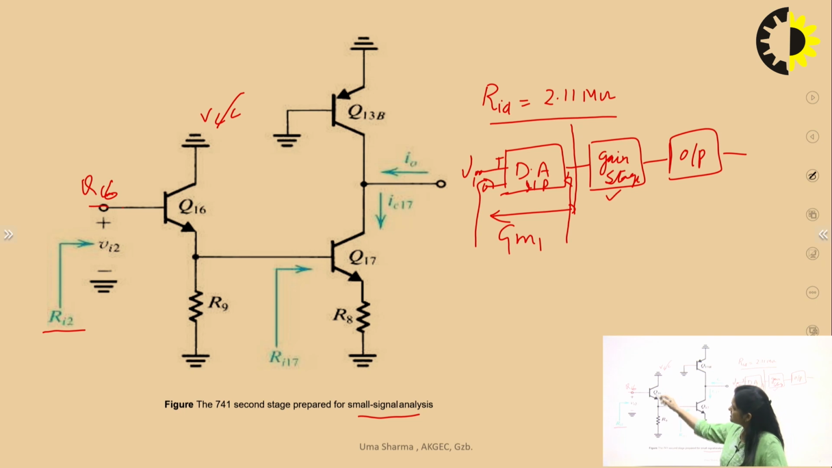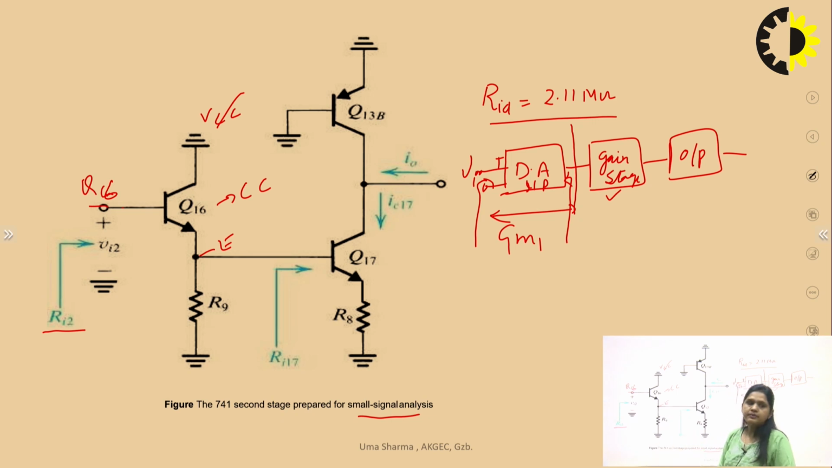This Q16 transistor is basically connected in common collector configuration, because input is applied at the base of this transistor, whereas output is taken from the emitter node. If output is taken from the emitter node, it shows that the collector terminal is common, and hence this transistor is connected in the common collector fashion.